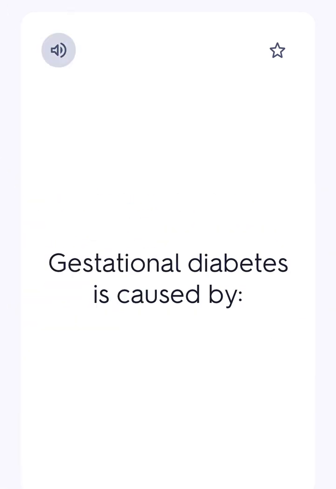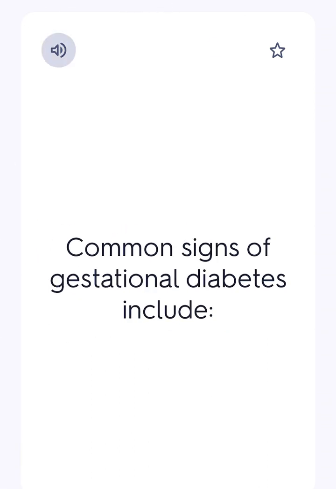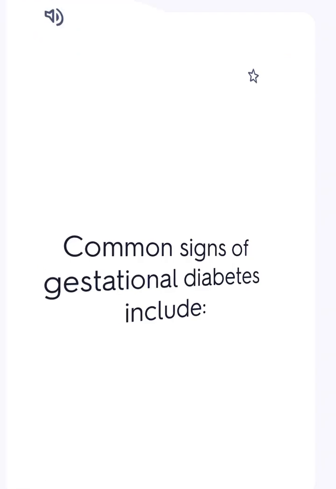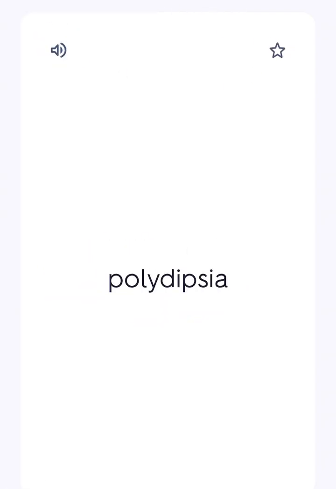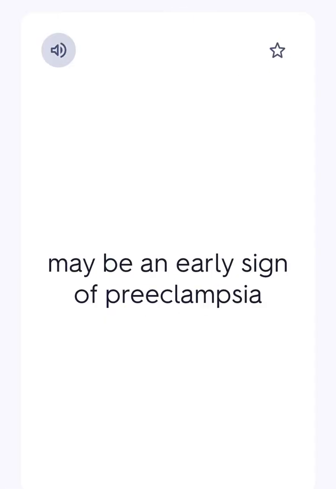Gestational diabetes is caused by increased insulin production and decreased cellular sensitivity to insulin. Common signs of gestational diabetes include polydipsia. Gestational hypertension may be an early sign of preeclampsia.